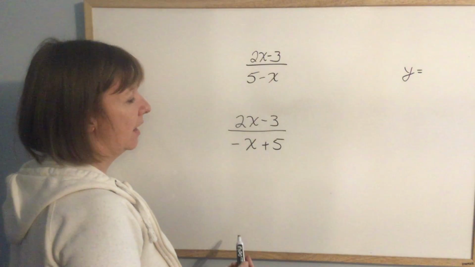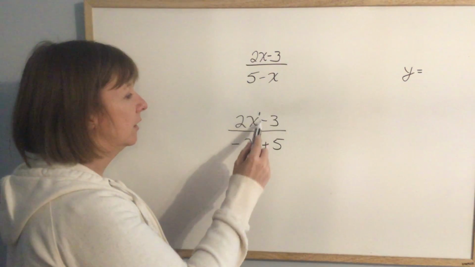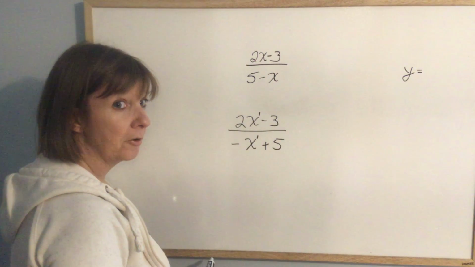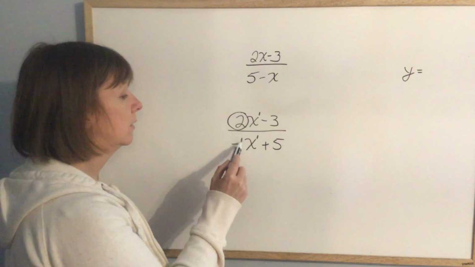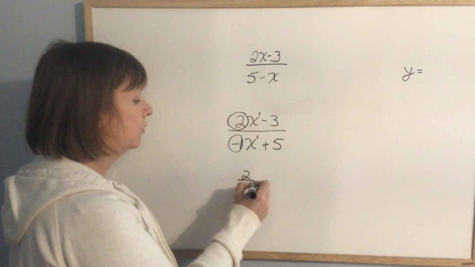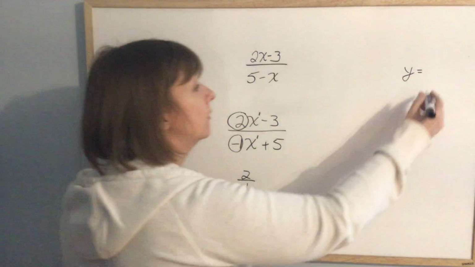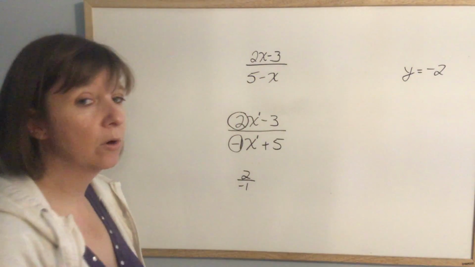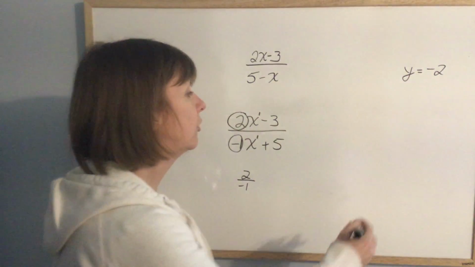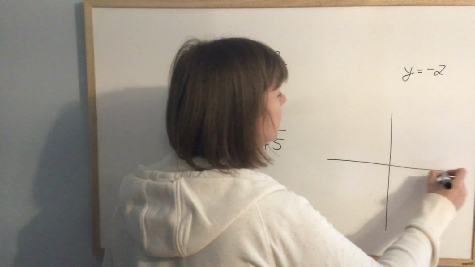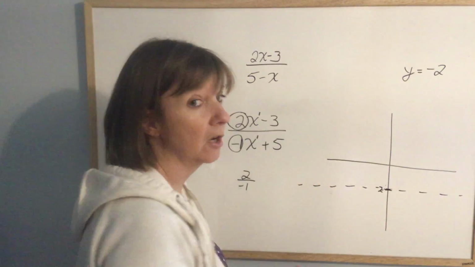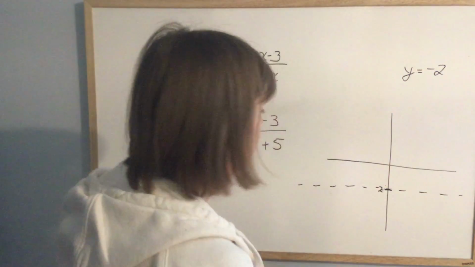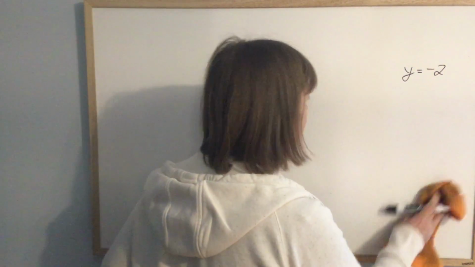Now, one of the things I said in the last video was that if the degree on the top is the same as the degree on the bottom, and it is, take the leading coefficients. So 2 and negative 1. So 2 over negative 1 would be negative 2. So the equation of the horizontal asymptote would be y is negative 2. So if I were drawing this, I would be putting the horizontal asymptote here at negative 2. But it didn't ask me to do that, but hey, I'm a full service teacher.